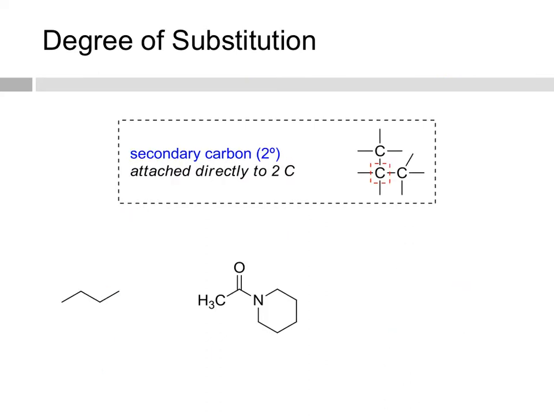Secondary carbons are attached directly to 2 other carbons, and that's abbreviated as 2 with a degree symbol. So this is what a secondary carbon would look like. And if we go back to butane, this is a secondary carbon. This is a secondary carbon. Remember that these were both primary carbons. If we look at this example, these carbons are attached to 2 other carbons. So this is secondary, secondary, and secondary. And remember that this was primary, as was this and that.